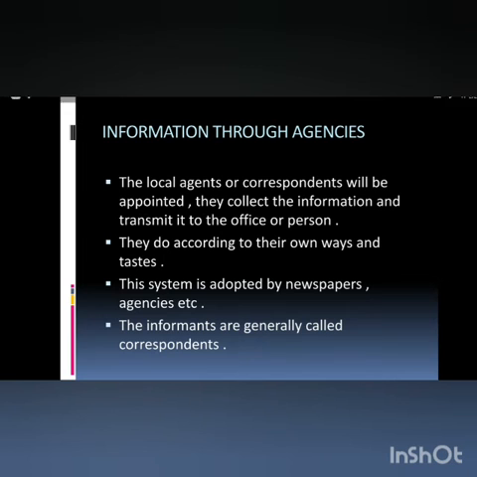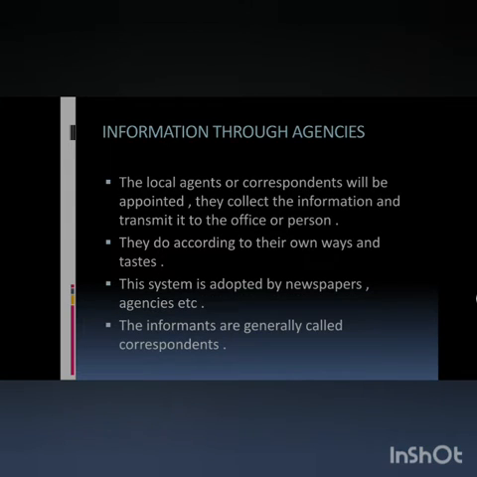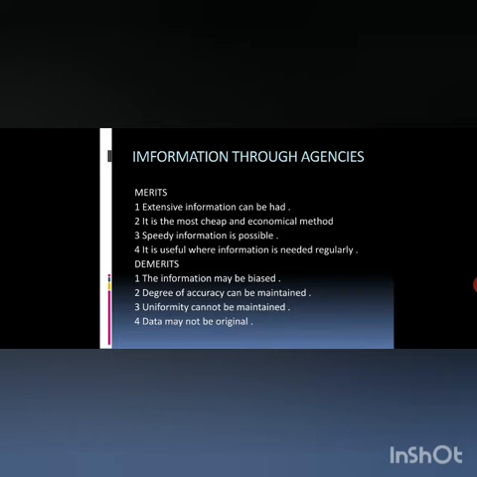Now, third, information through agencies. The investigator appoints local persons or correspondents at different places. They collect information in their own way and furnish the same to the investigator. This is suitable only when regular and continuous information is needed. Second, the area of investigation should be large. This information is used in journals, magazines, radio, TV, etc. A very high degree of correct information is not required in this method.